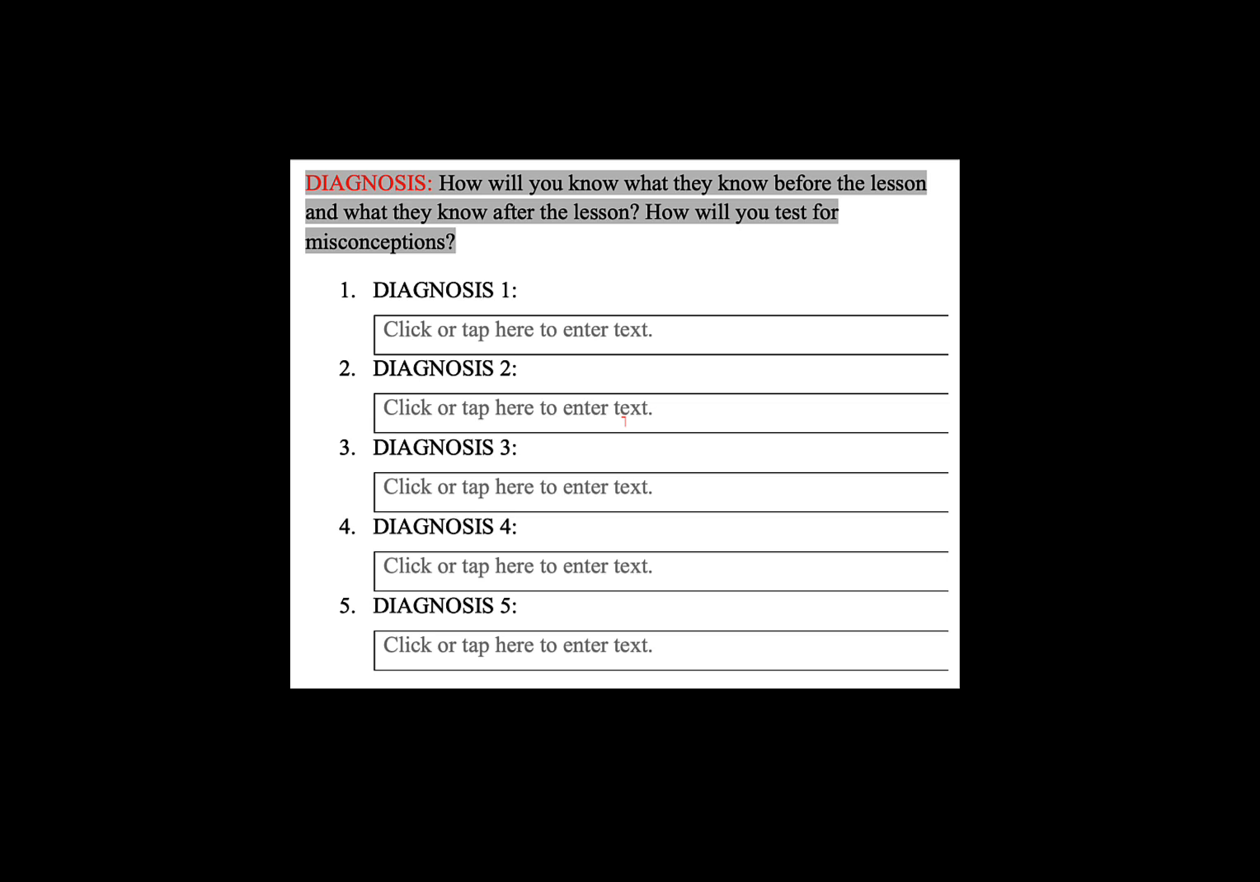The last area of the focus in the W section is diagnosis. It is in this area that pre-assessments will be used to diagnose what learners already know, what misconceptions need to be addressed, and what they will know after completing the unit.